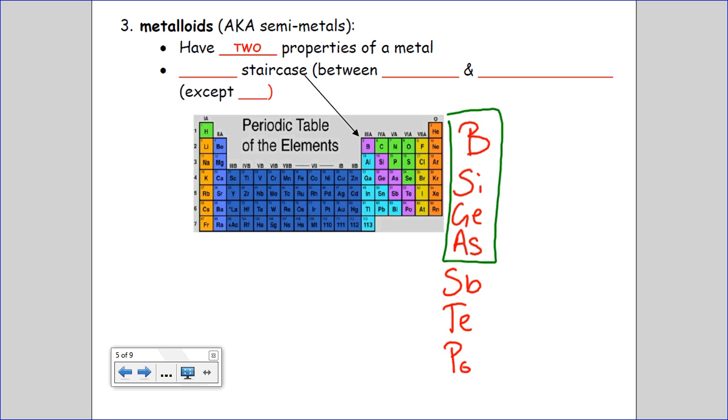And of those 4, my favorite is silicon, because silicon allows computer chips to exist. So you tell me what my favorite metalloid is and why, then I will give you your little Easter egg prize. They're found along the staircase between metals and nonmetals, except for aluminum. Aluminum is not a metalloid. It is actually a metal. Okay? Pretty metallic.